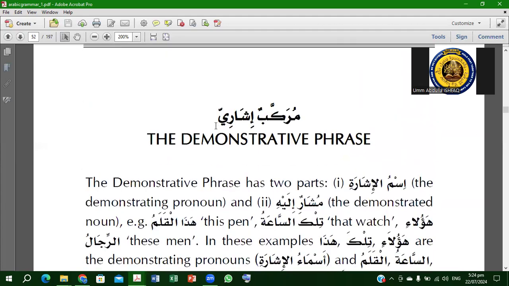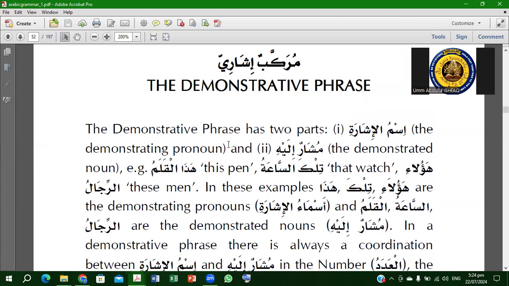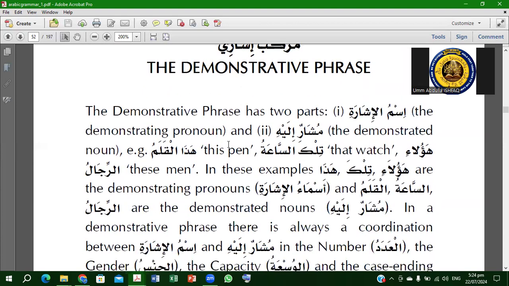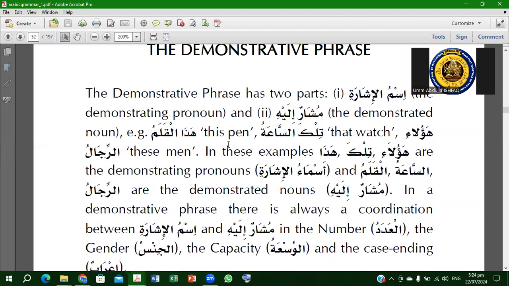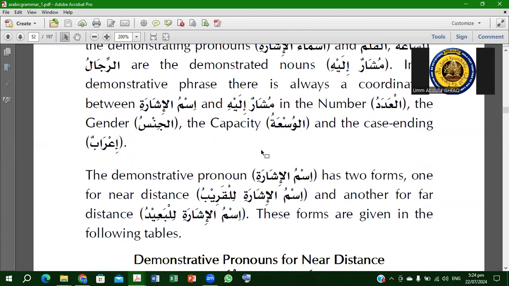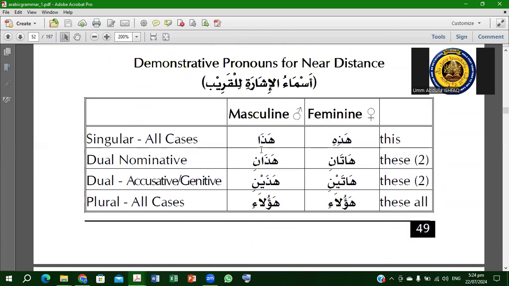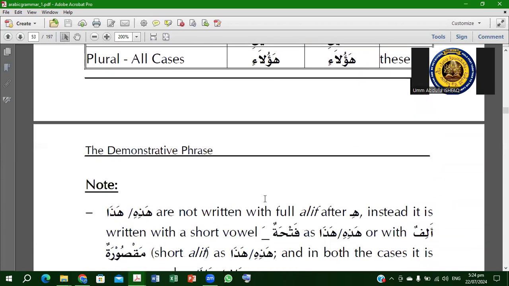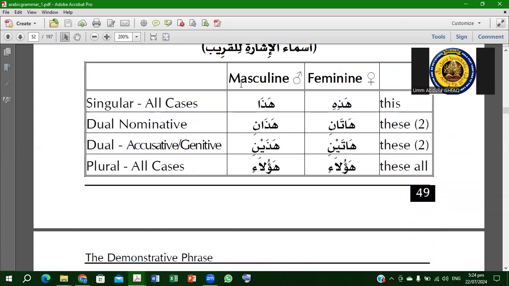Okay, the next is murakkabe ishari. Already we have done it. What is in here? This was also two components. One will be a noun and the other will be the pointing noun or isme ishara, okay? So, hada, hadani, haulai, tilka. Singular, dual, plural also. It has masculine, feminine are different. So haza for masculine, hazihi for feminine.